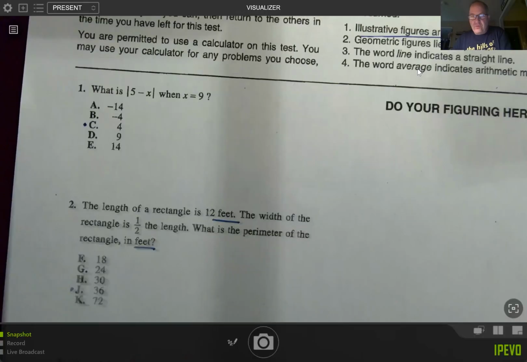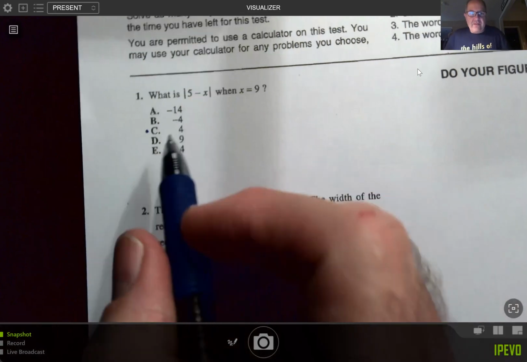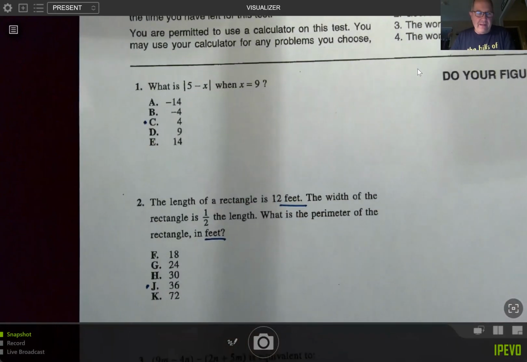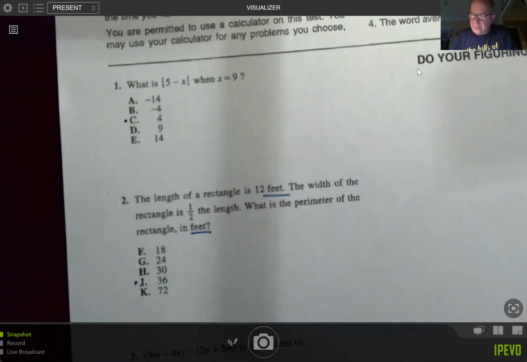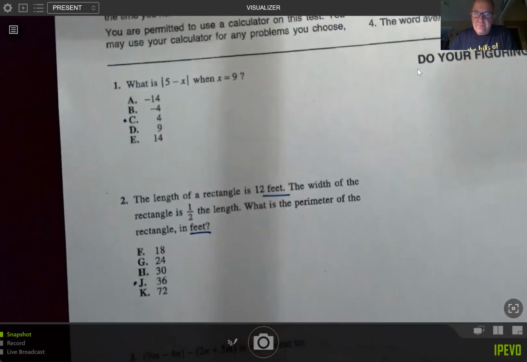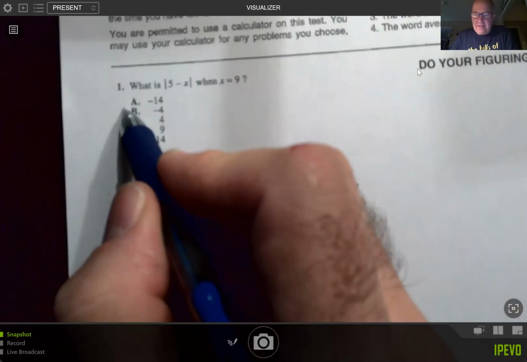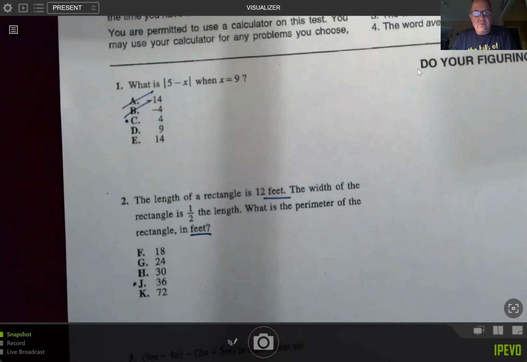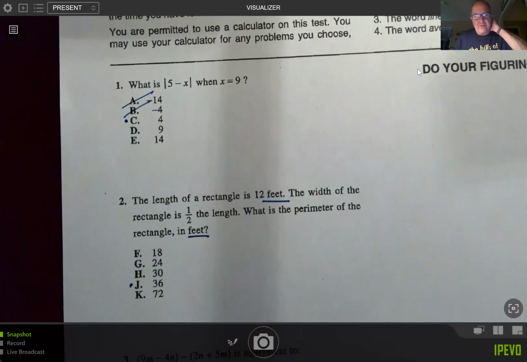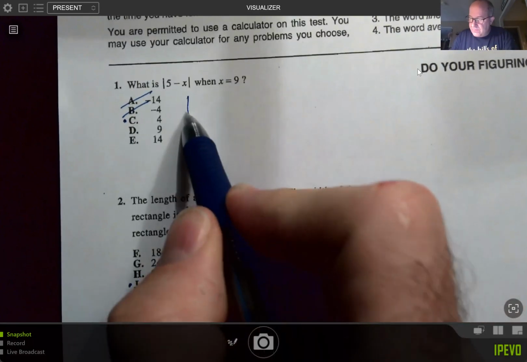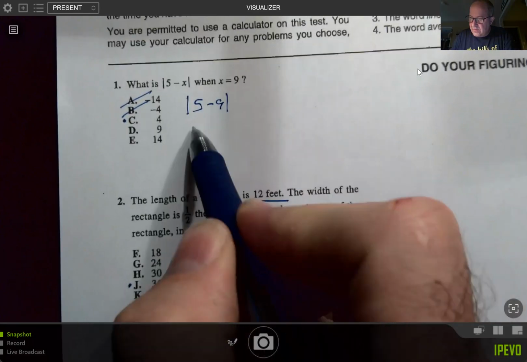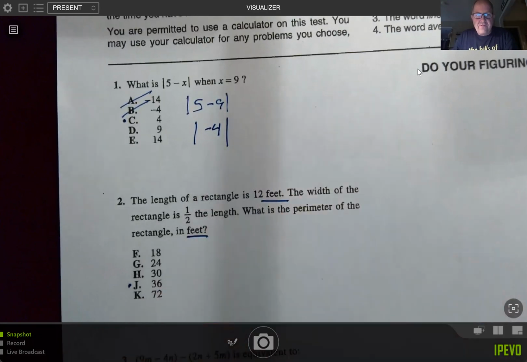Okay, first question is saying absolute value. Right now, the thing you need to do is eliminate all the bad answers, okay? We know absolute values give us positive numbers. So please eliminate A and B. That way you will not be stuck selecting a wrong answer. Now, if x is 9, right, we're going to have the absolute value of -4, which is +4.